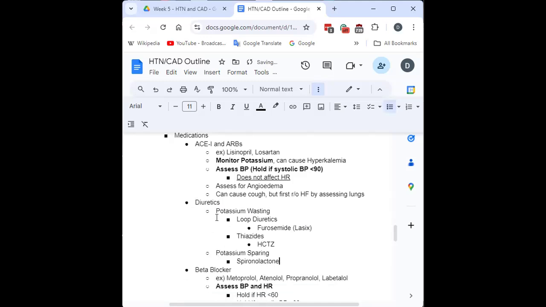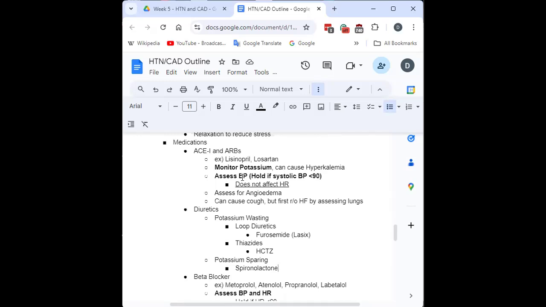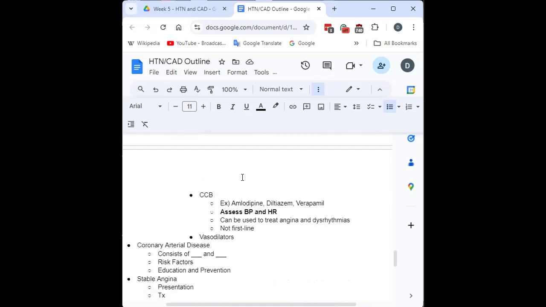Would you put diuretics in between beta blockers and ACE inhibitors, or after beta blockers? I put it there, because I see lisinopril plus furosemide combination all the time. I genuinely don't think you're going to get asked something like, what is the most common blood pressure medication? We talk about nitroglycerin for your vasodilators.